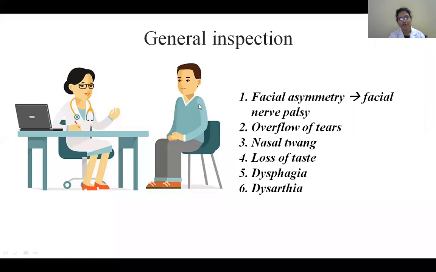When you observe the speech of the patient, observe whether a nasal twang is present or absent. Ask if the patient has loss of taste. Ask for a history of dysphagia, that is difficulty in swallowing, or if he has pain during swallowing. When he talks, also observe for dysarthria, whether there is any problem with pronunciation of specific words, or he is not able to articulate his speech well. All these things have to be observed before you actually start assessing the person.